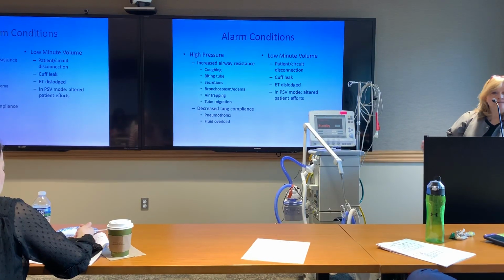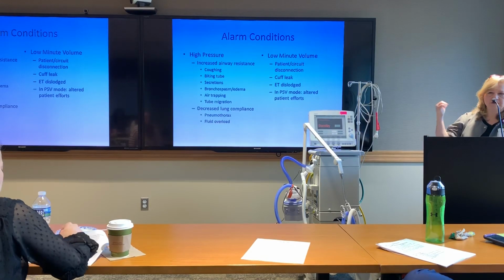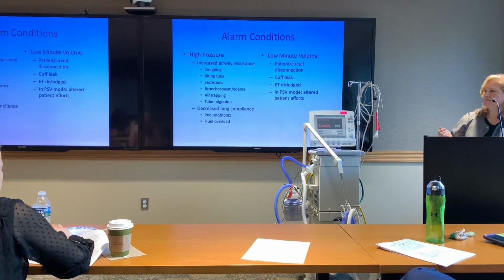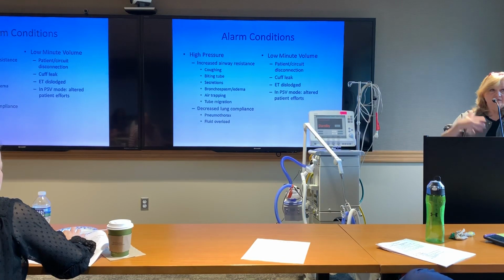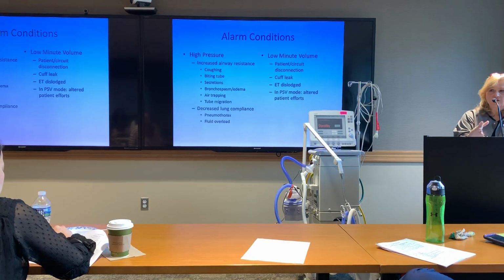Decreased lung compliance. You get a pneumothorax, which we hardly ever see anymore from the vent because we use much lower volumes than we used to. Fluid overload, you give them a bolus. Sometimes the fluid just loves to go around the lung and hang out in the interstitium, which decreases your lung compliance, and then your pressures can start to rise.